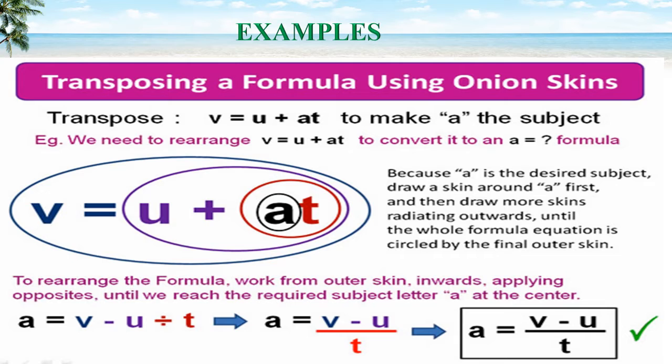To rearrange the formula, work from the outer skin inwards, applying opposites until we reach the required subject letter A at the center. A is equal to V minus U divided by T. It gives A is equal to V minus U divided by T.